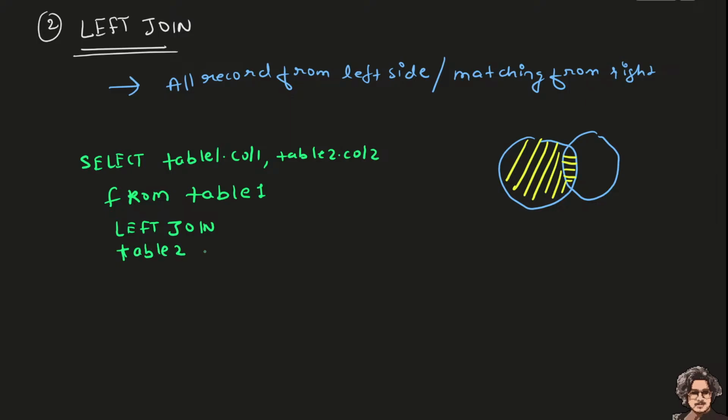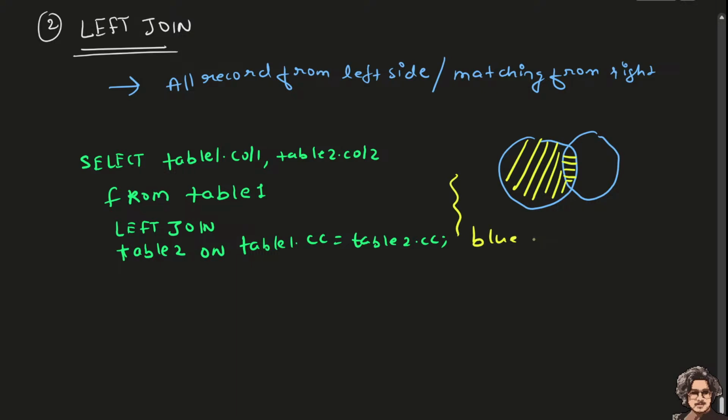on the basis of what? On the basis of the common column: table 1 dot common column equals table 2 dot common column. This is the blueprint for this whole table.